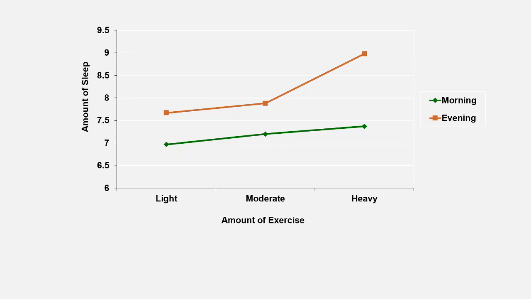There's different ways that you can word what this interaction looks like, but we have a main effect of time of day, we have a main effect of amount of exercise, and we have a significant interaction. So that tells us that amount of exercise is important for sleep, time of day when you get the exercise is particularly important for sleep, and that those two variables do in fact interact, such that people who exercise a lot in the evening get the most sleep.